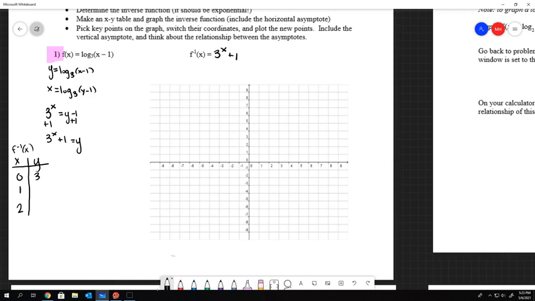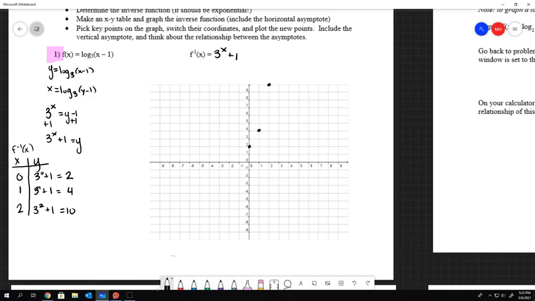So 3 to the 0 plus 1. Anything to the 0 power is 1, so this is 1 plus 1, which is 2. 3 to the 1 plus 1, which is just 3 plus 1, which is 4. And 3 squared plus 1, which is 9 plus 1, so 10. So here's 3 points that I have. I have 0, 2, 1, 4, and 2, 10.